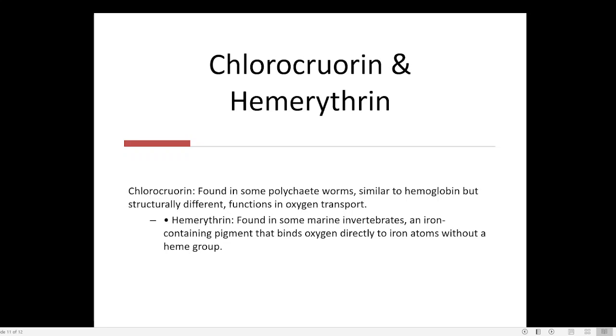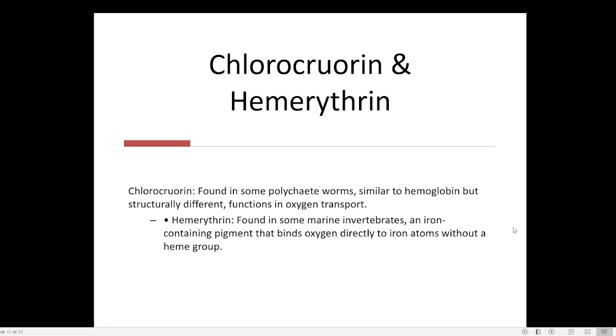Now we have one more pigment, that is hemerythrin. Hemerythrin is found in marine invertebrates. It is also an iron containing pigment. That is, the center will be an iron, and it has the capacity of binding directly with oxygen without a heme. That is one advantage. It binds oxygen directly to the iron atom.